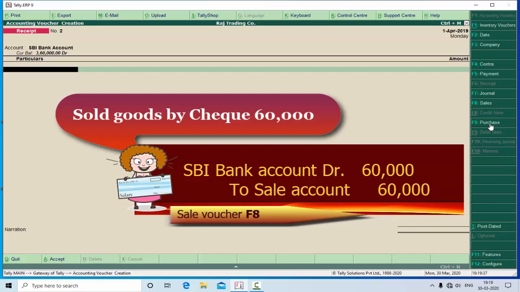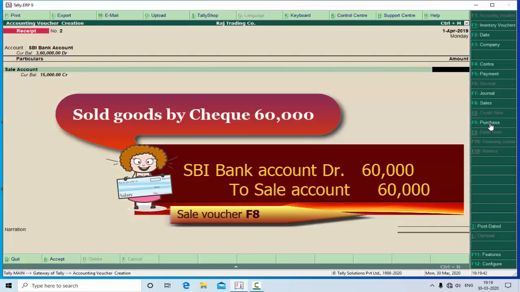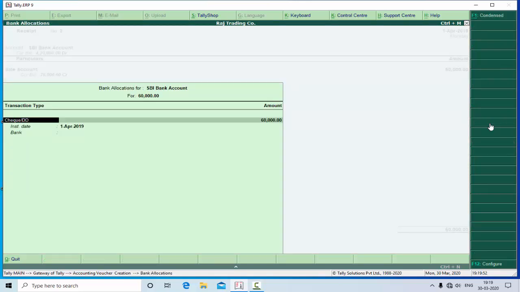And then select here the sale account which is already created, and then enter the amount here, that is 60,000. So this is the way to record the entry of receipt of sale, and that entry can also be recorded in the sale voucher. So select here the details of the bank transaction type. If we have received the payment by check, select check or DD. DD means demand draft, or e-fund transfer or other way. Select the way of receiving the payment by bank.